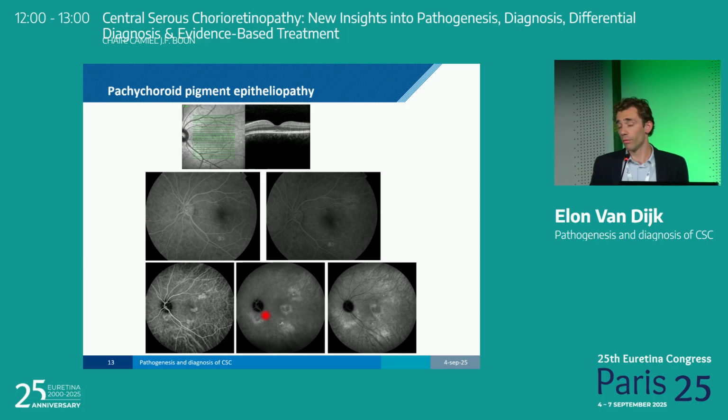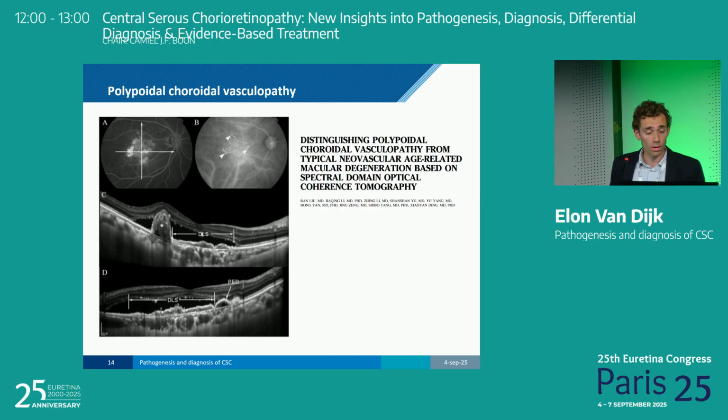So even when there's no fluid, the choroid in this patient is sick, so you need to keep an eye on him or her. Then there's polypoidal choroidal vasculopathy. And I mainly want to address a few characteristics on OCT that could direct you towards the presence of a polyp.